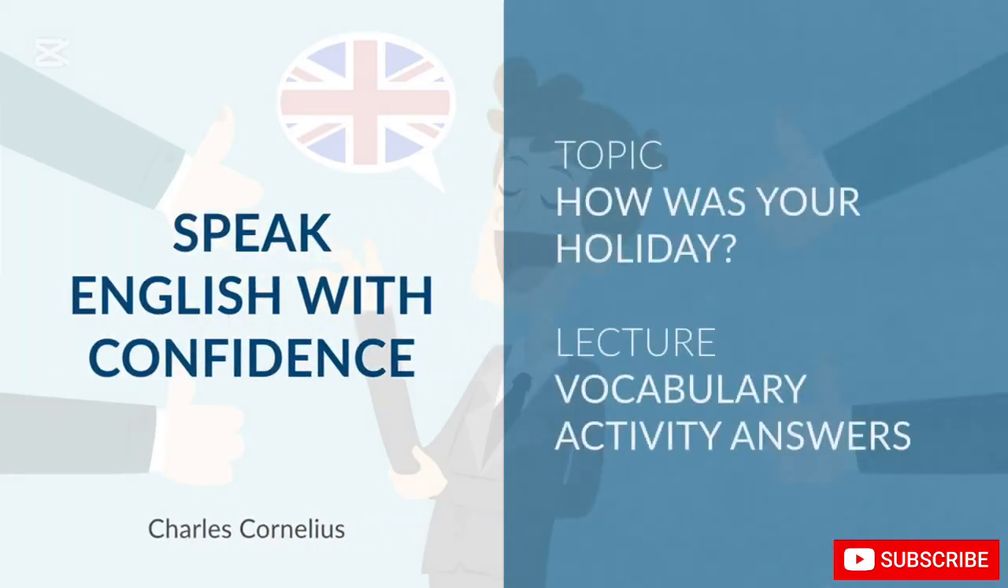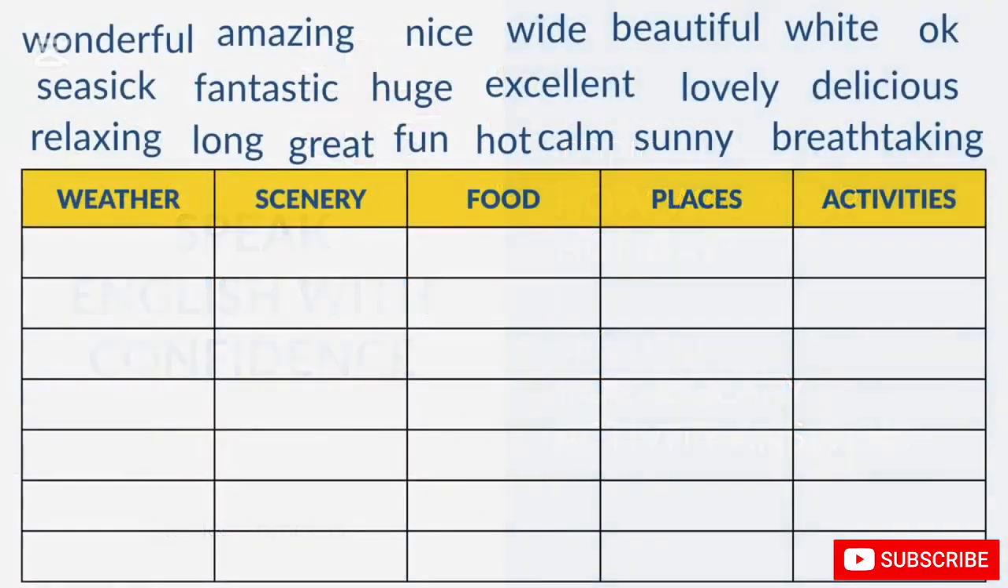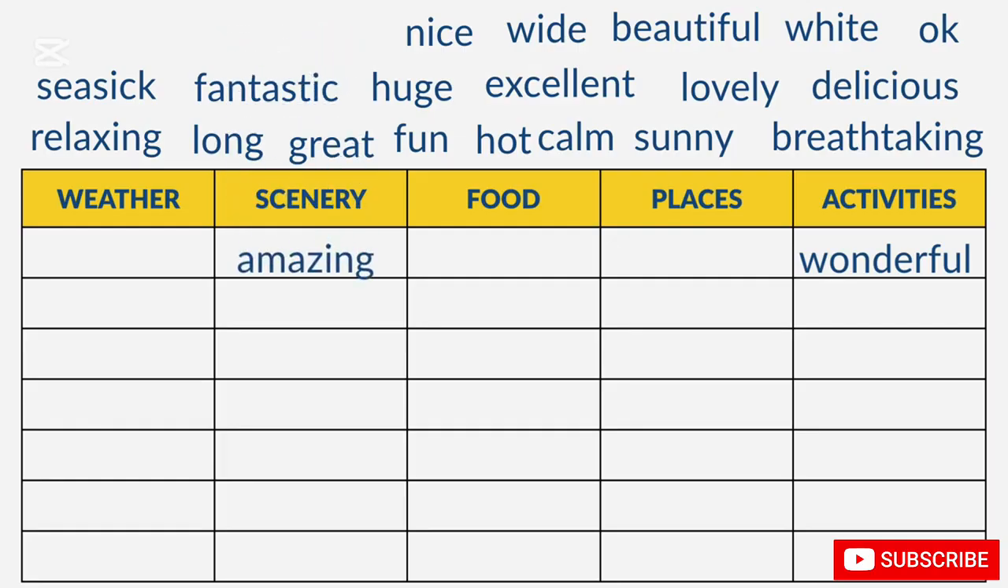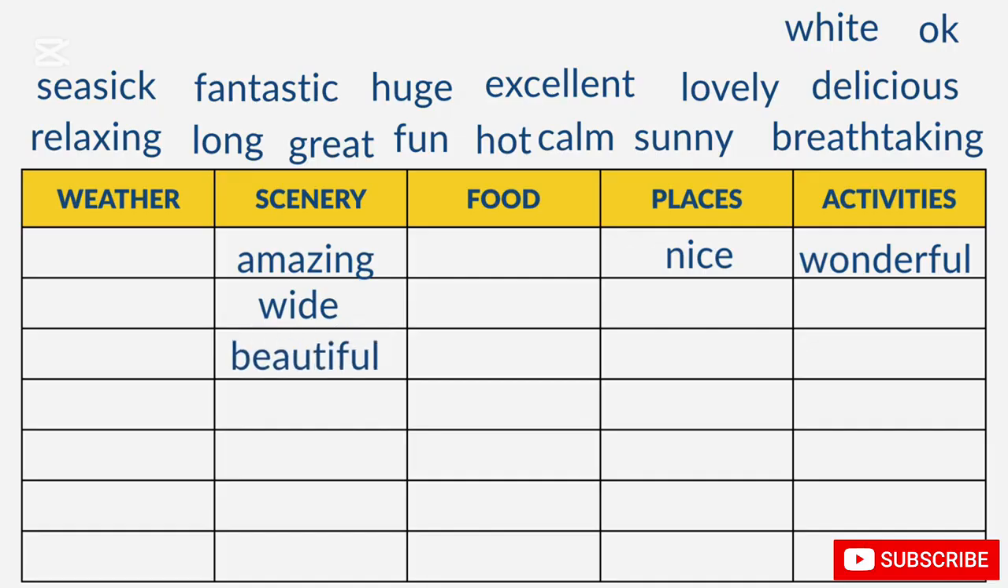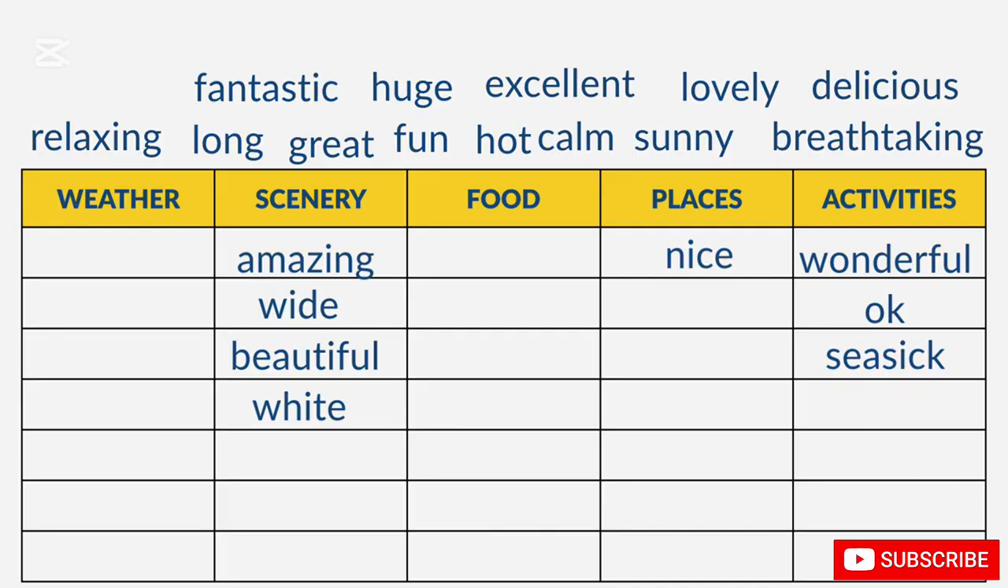So let's go through the answers to the vocabulary activity. And you had to categorize these words as I used them in the text. So wonderful was an activity. It was the holiday. Wonderful holiday. Amazing. I described an amazing view. So that's scenery. Nice. That was the restaurants. Wide for the beach. Beautiful is for scenery. White for the sand on the beach. Okay, that was the boat trip. Seasick, that was on the boat trip as well, although it really describes me more than the activity.